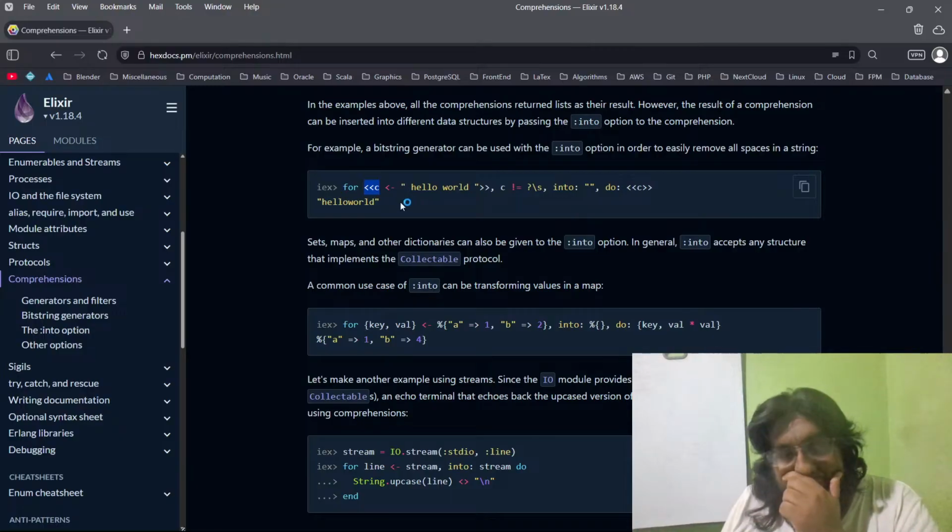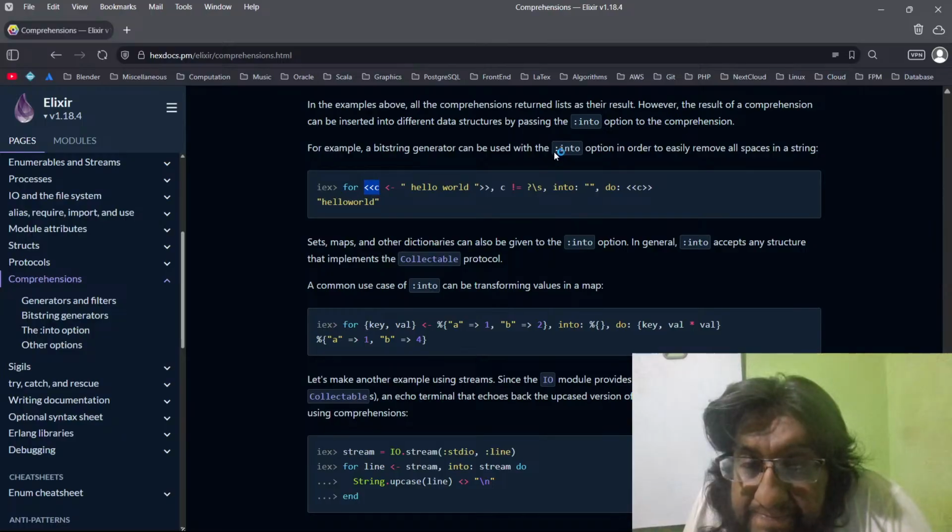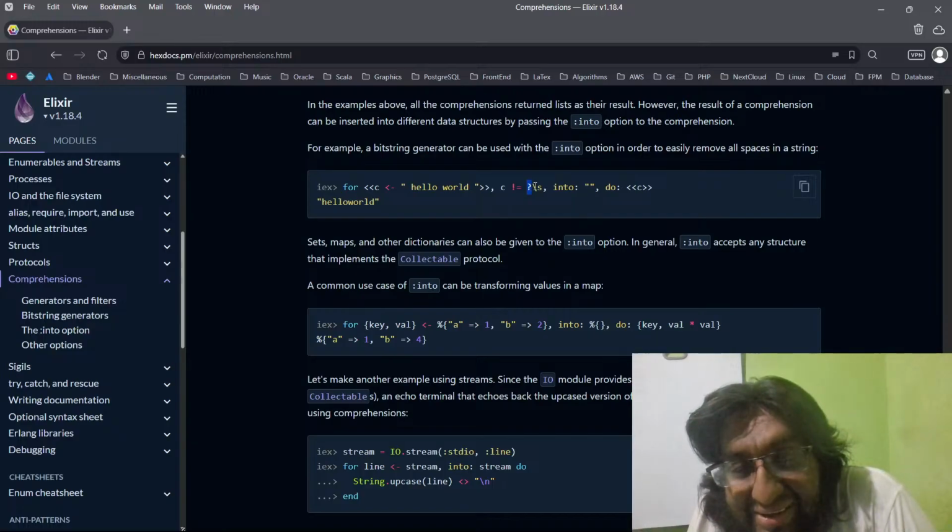Now this looks a little bit cryptic, if that's a word. Okay, here's the into. Do you remember this? This is to extract the code point.